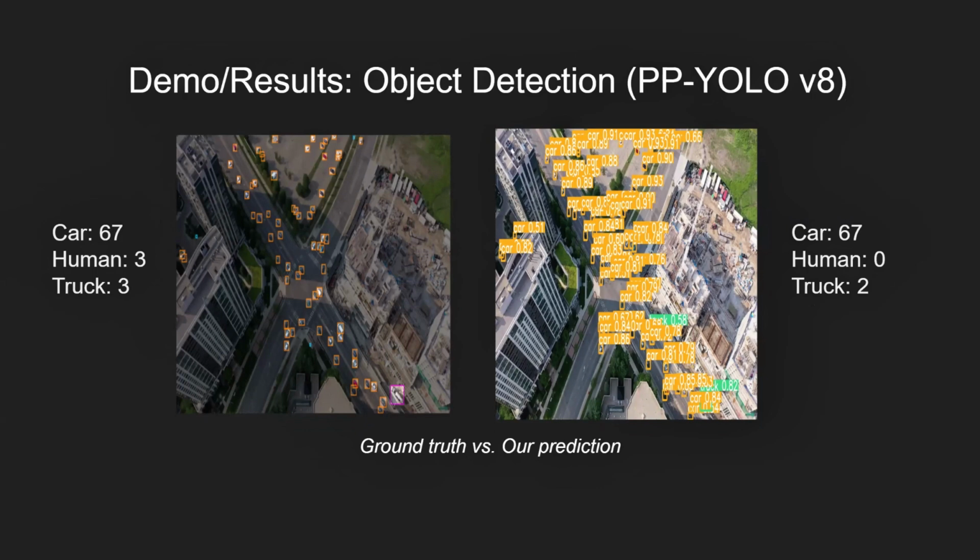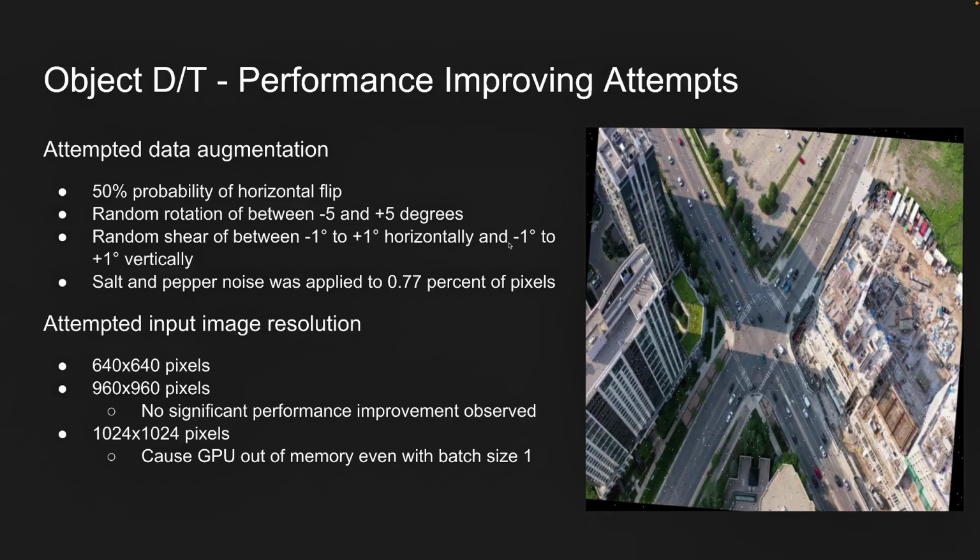As we can see, it detects all the cars, it has trouble detecting the humans, and it has a great improvement in detecting the trucks as well. To further improve the performance and robustness of our models, we attempted data augmentation and increasing input image resolution to 960 square or 1024 square pixels.